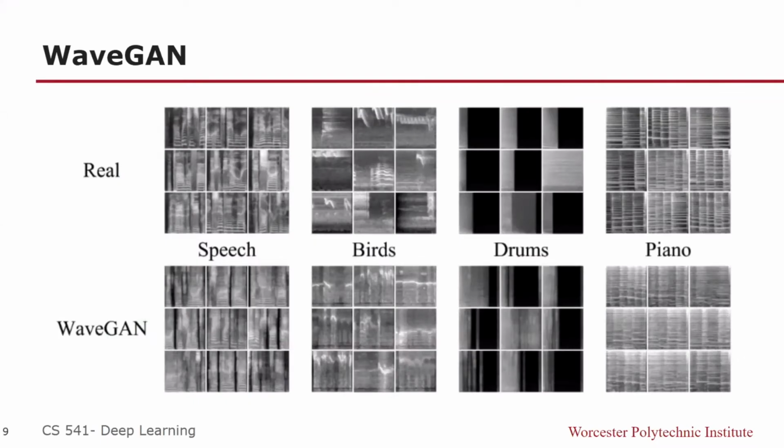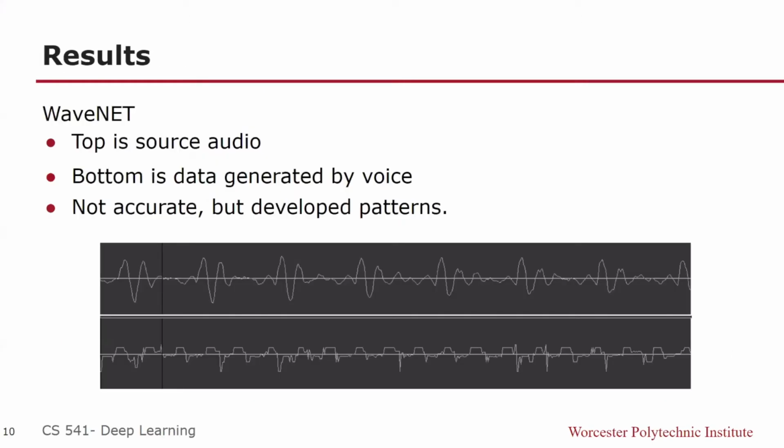So this is some of the data they were able to generate. If you look at the top, that's the real data they trained on, and the bottom is the WaveGan generated data. You can see that there are a lot of patterns that are similar between the two sets. However, the lower one, the WaveGan generated one, sounds much more unrealistic, and it is definitely noticeable that it was machine generated.